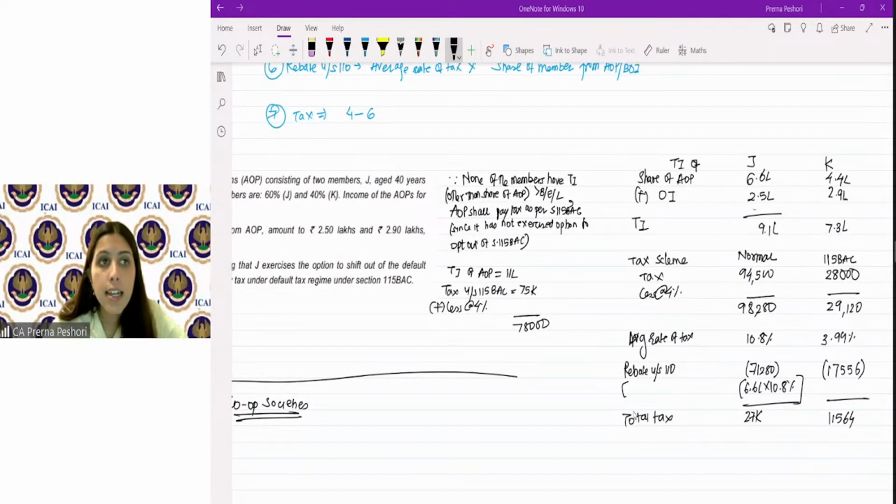Yes, so did you understand how we compute the income for the AOP and its members? Yes, students. Any questions, any doubt?